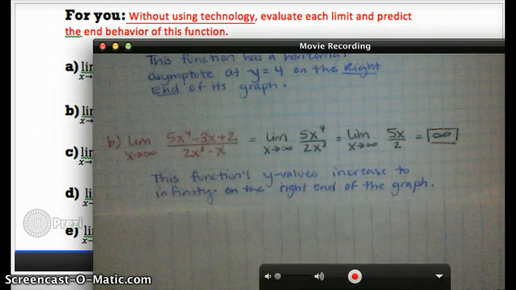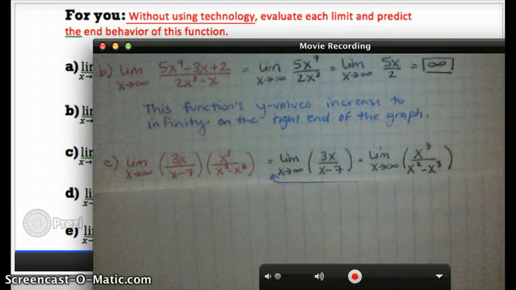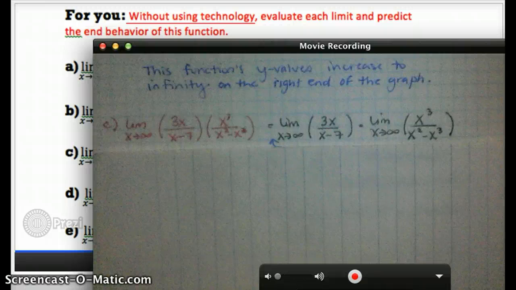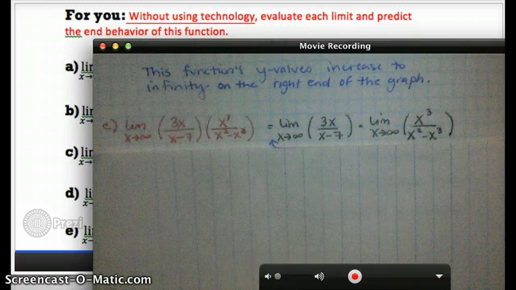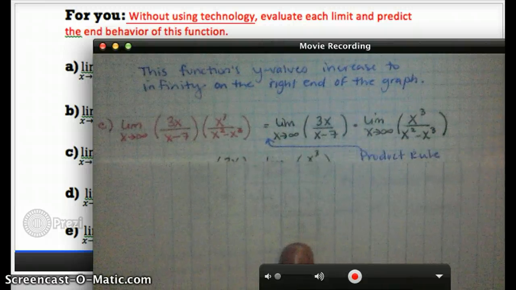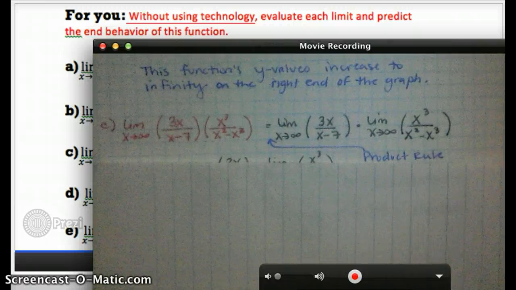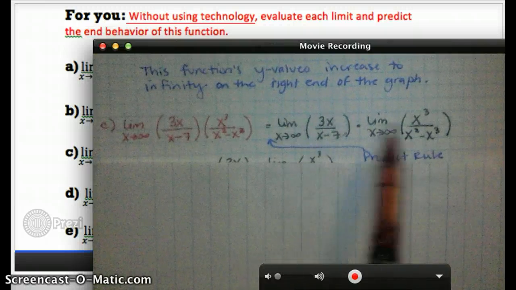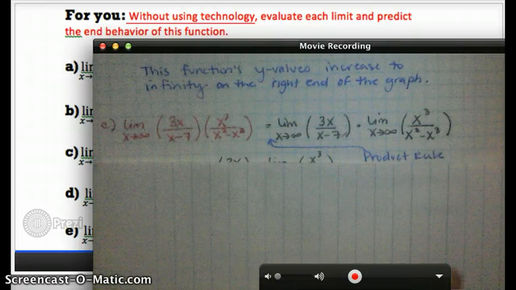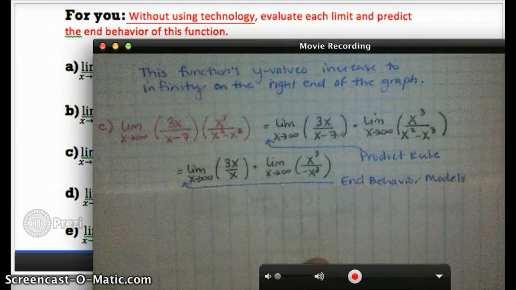C required a little bit more work. This is what my work would look like. Watch how I justify each step. So I started by splitting this limit into two limits, and I can do that because of the product rule. Now the product rule does rely on an assumption that both of these are defined, so we're going to keep going and just check that that assumption is true.